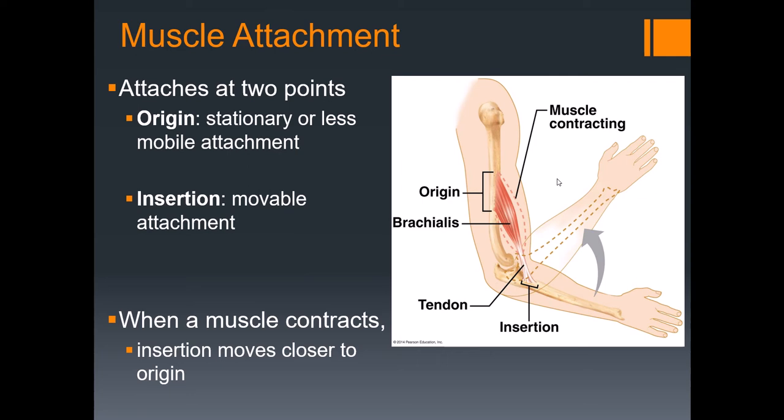And when a particular muscle contracts, the insertion of that muscle moves closer to its origin. So in this example here with the brachialis, you can see it originates here on the middle of the humerus and inserts down here on the ulna. And when the brachialis contracts, the ulna moves closer to the humerus and the forearm is flexed at the elbow. And that is true of all of our muscles. When that particular muscle contracts, its insertion point will move closer to its origin point.